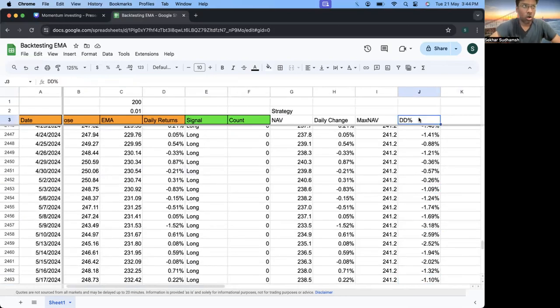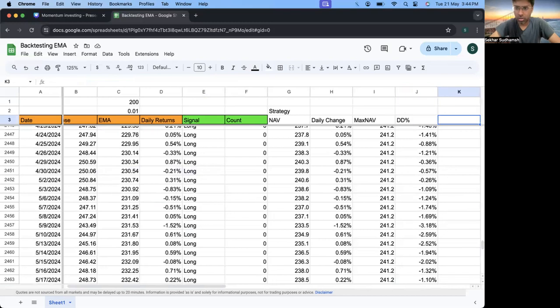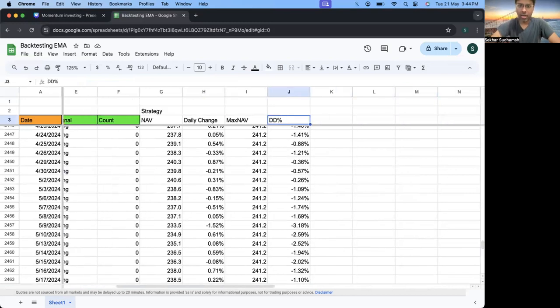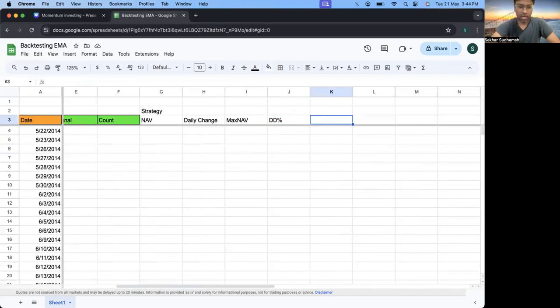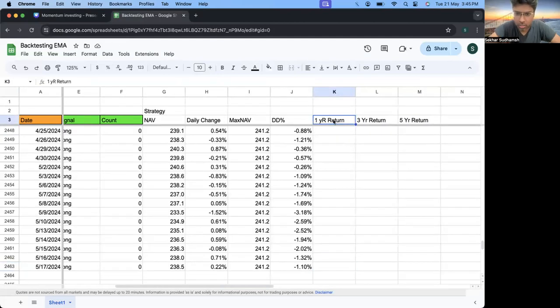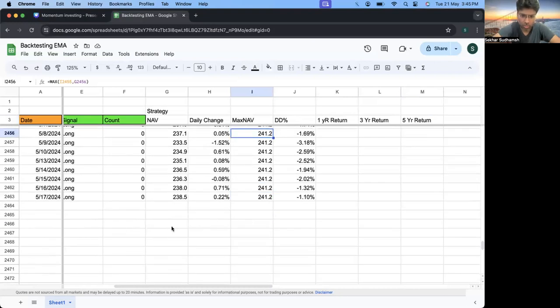We got all the important analysis that we need to compare our strategy. Let me add a couple of more data points. Let me calculate 1 year rolling returns, 3-year rolling returns, and 5-year rolling returns. So I need to compare the rolling returns of 1 year, 3-year, and 5-year. I'll tell you why I need them. Before that, let me first calculate the absolute returns of this strategy.